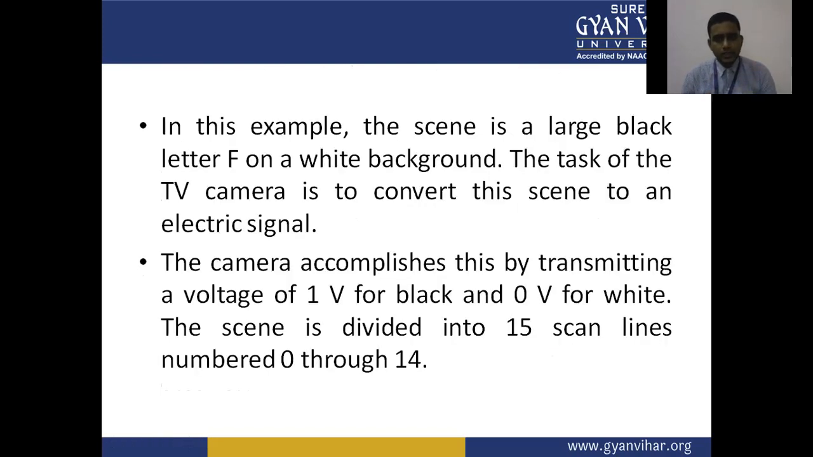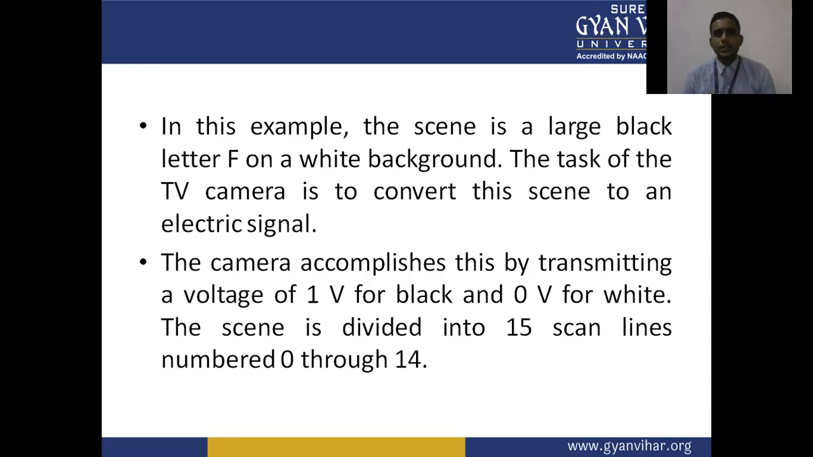In this example, the scene is a large black letter F on a white background. The task of the TV camera is to convert this scene to an electrical signal. The camera accomplishes this by transmitting a voltage of 1 volt for black and 0 volt for white. The scene is divided into 15 scan lines, numbered 0 to 14. So this complete scene is divided into 15 scan lines, 0 to 14.